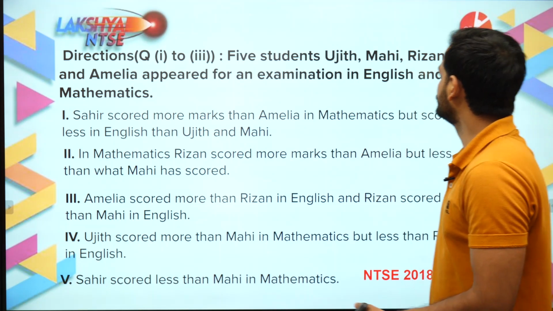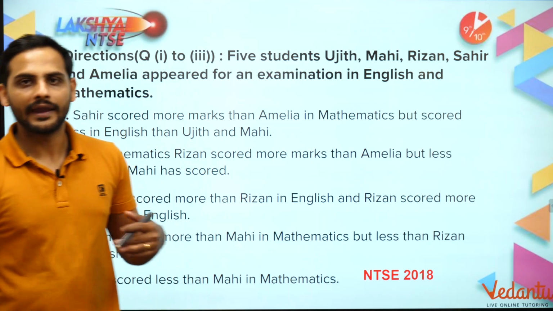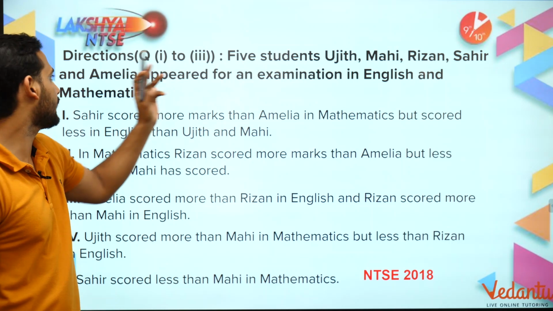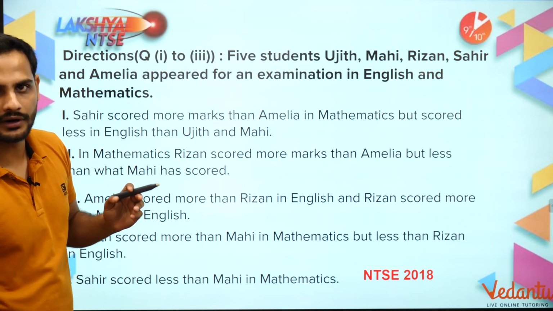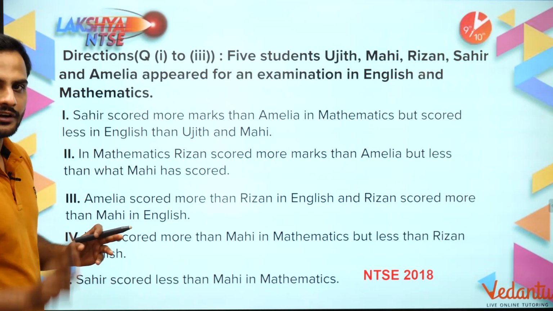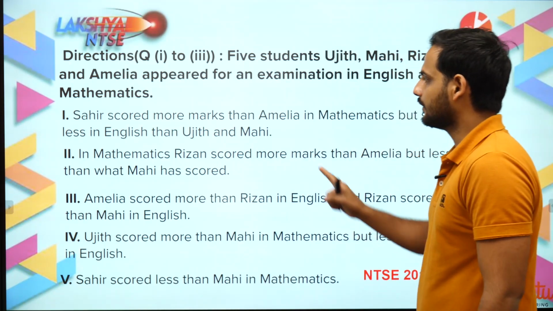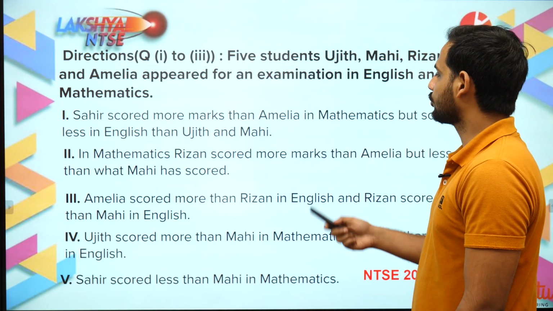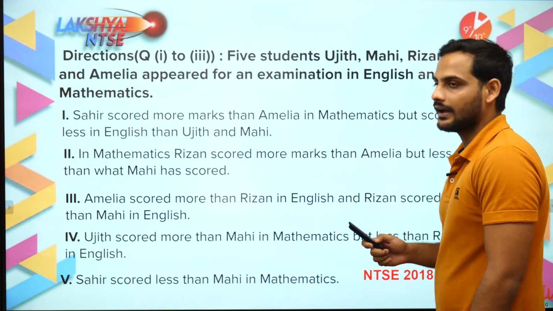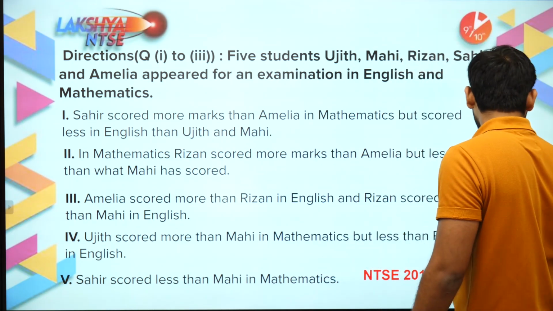So 5 students, Ujit, Mahi, Rizan, Sahir and Amelia. Now see, every time do not write the full names. Just write UMRSA. So that will give you directly the order. Save your time. They appeared for an examination in English and mathematics. So you have 2 subjects, English and mathematics. Now let us get each and every piece of information one by one. First is, Sahir scored more marks than Amelia in mathematics.